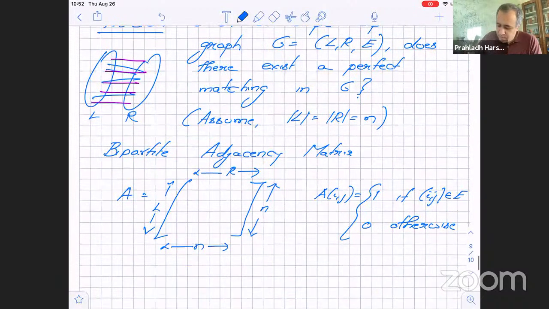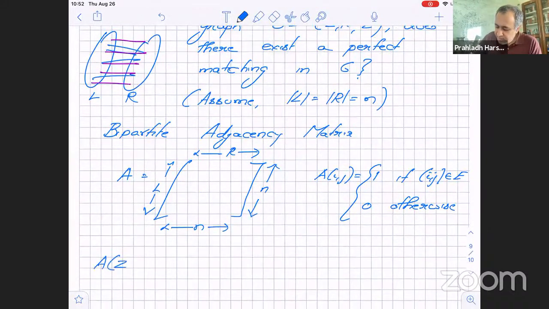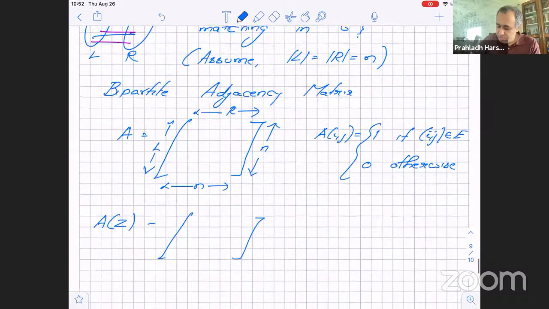Now I'm going to come up with a matrix A_Z. I'm going to come up with a matrix whose entries are not 0-1, but whose entries are going to be either 0 or variables. And how many variables? I'm going to put as many variables as there are edges in the graph. So A_Z will also be an n by n matrix, exactly the same dimension as before. This will correspond to L, this will correspond to R.